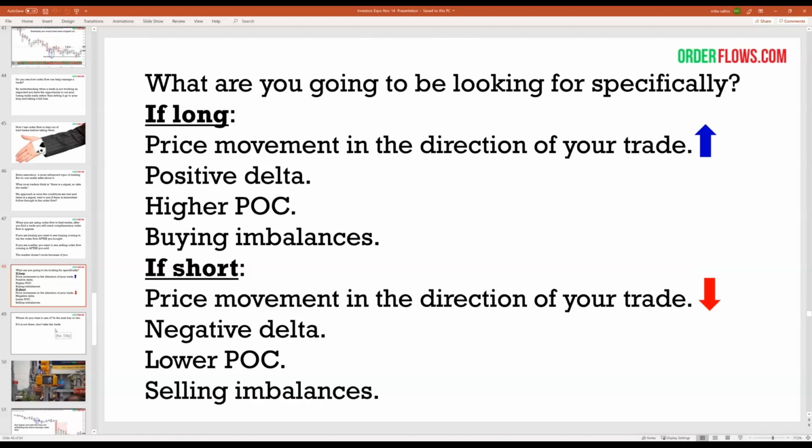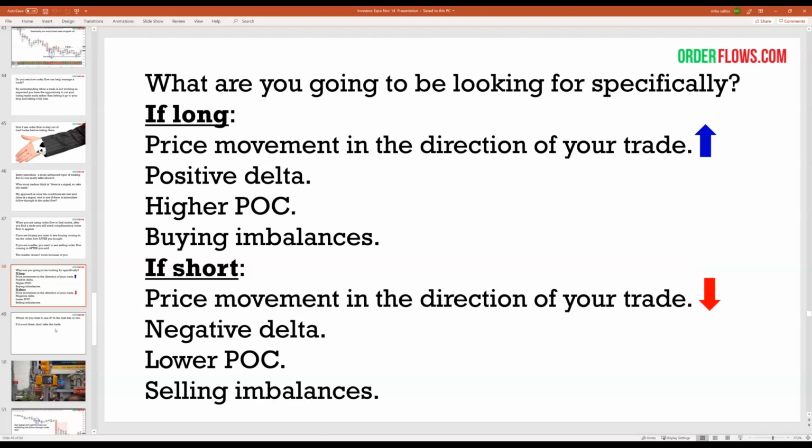So what are you going to be looking for specifically in the order flow? Well, if you're long, you're going to be looking for price movement in the direction of your trade, obviously, right? You're going to be looking for the market to go up. If the market's going down after you bought, chances are it's going to keep going down. You're going to look for positive delta, higher points of control, and buying imbalances.